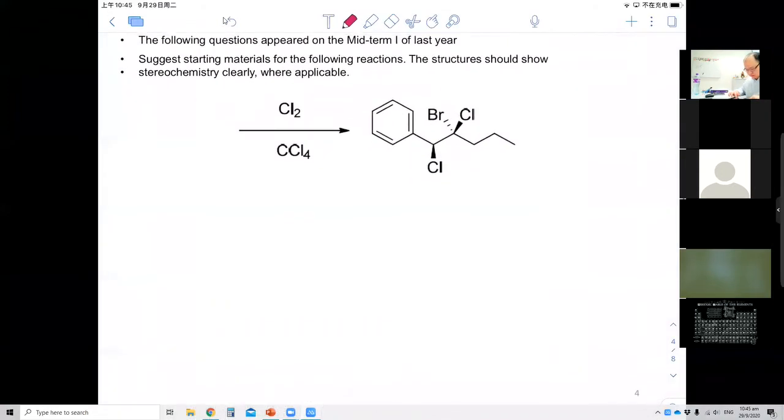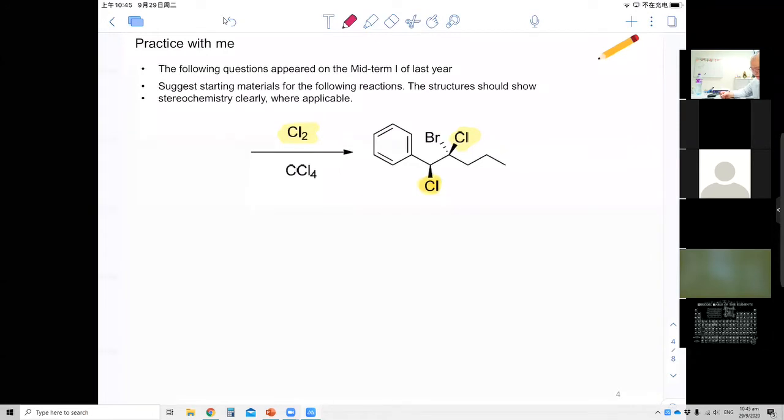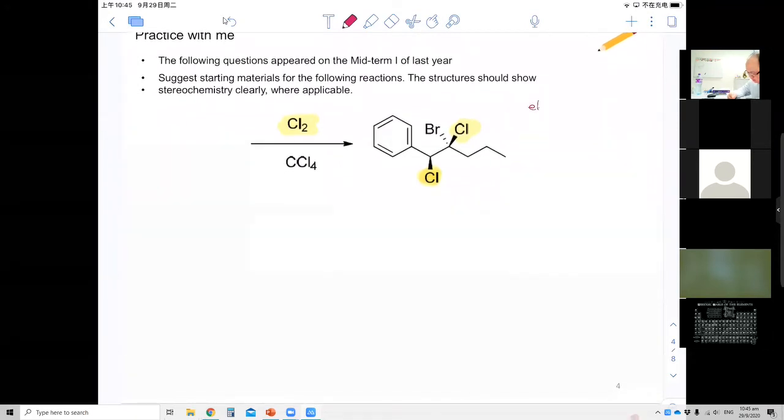So I think we did a similar problem last time. The key for this type of problem is that you need to figure out what the reaction is first, right? So you have the chloride, and you have the 2 chloride here. It looks like an electrophilic addition of X2. Then you need to know the mechanism of this reaction, and you will figure out it's an anti-addition.